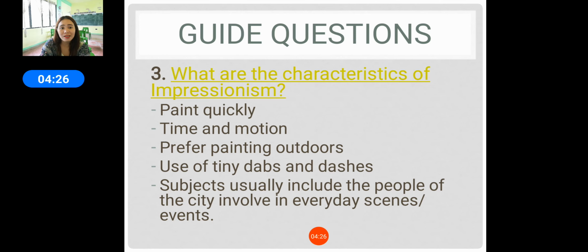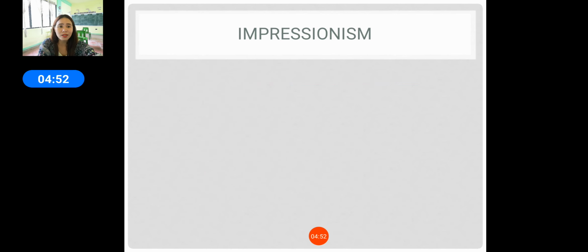First, Impressionism would paint quickly. Later on during our discussion, we will know why Impressionism will paint quickly. Next is time and motion. Next is prefer painting outdoors, then use of tiny daubs and dashes. And subjects usually include the people of the city involved in everyday scenes or events.